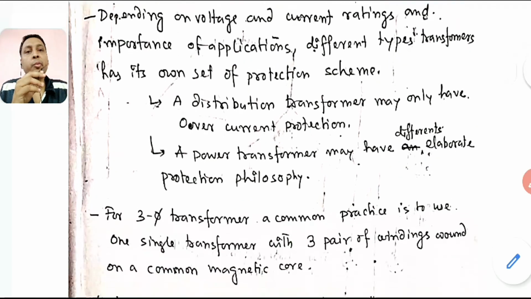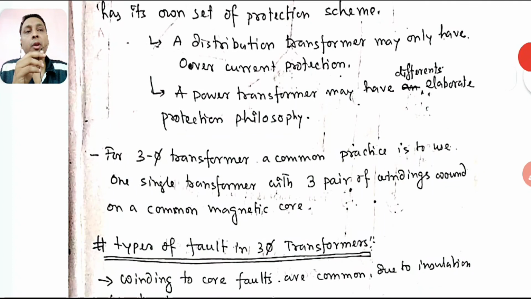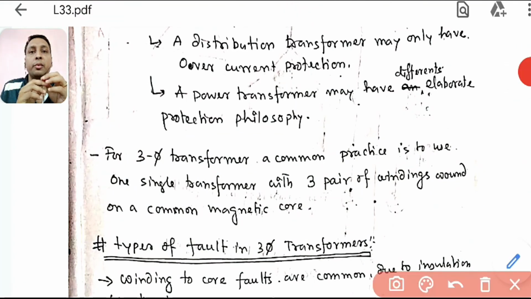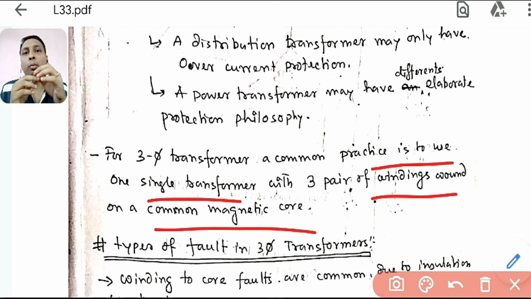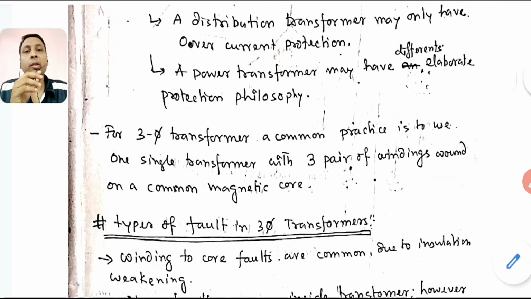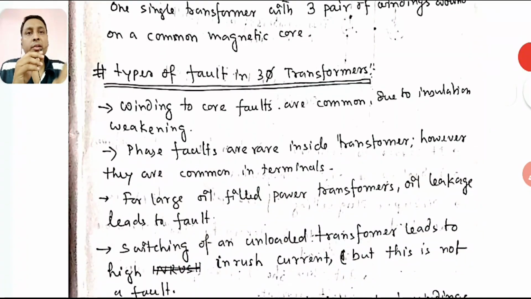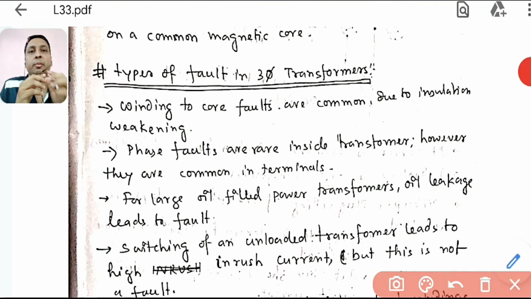So in three-phase transformers that are normally used, we have different types of formats. We can use a single-phase transformer for each phase, but the normal practice is to use a single transformer with three pairs of windings around a common magnetic core. On one magnetic core we put all three windings on the three limbs. Okay, what are the different types of faults that we encounter in a three-phase transformer? So let us go through different types of faults, then we will see for which type of fault, what type of protection schemes we are using.